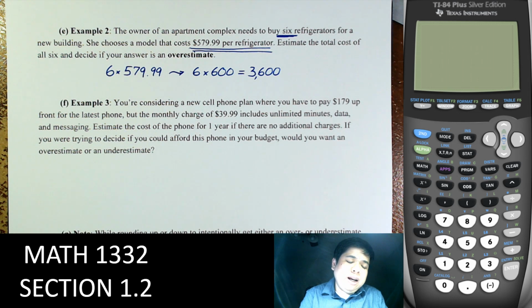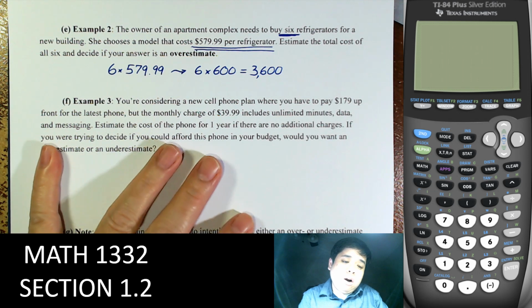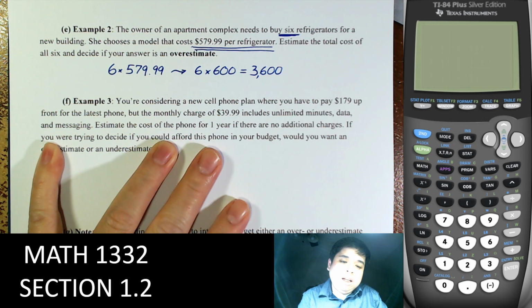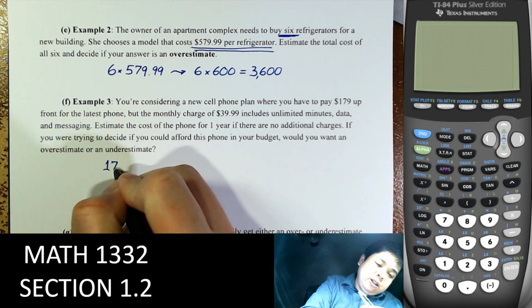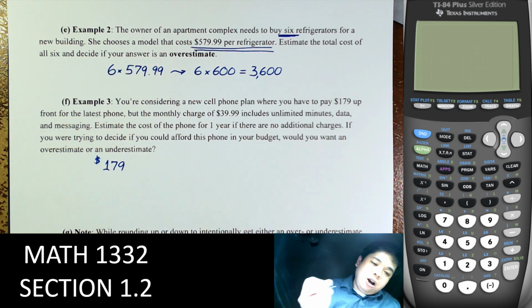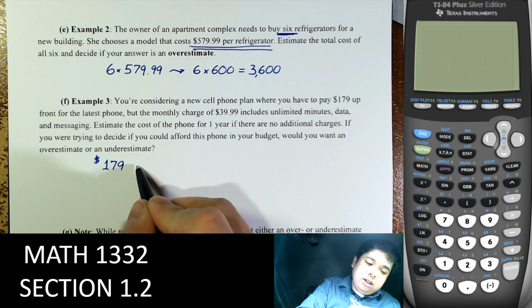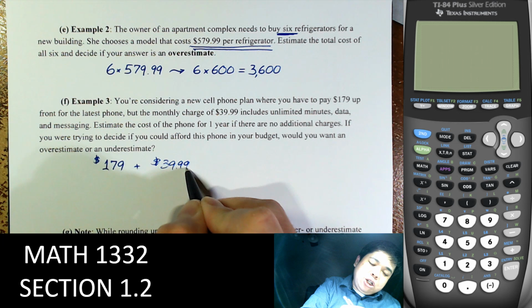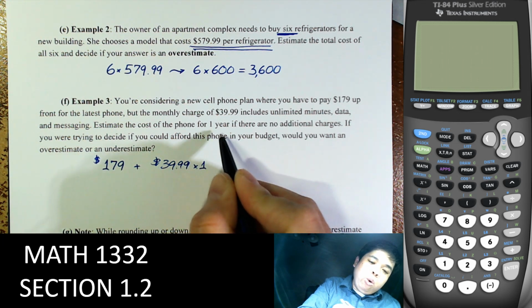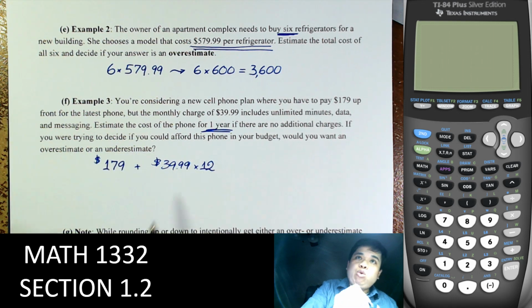Next, consider the new cell phone plan where you have to pay $179 upfront, but the monthly charge is $39.99, including all of those plans. Estimate the cost of the phone for 1 year if there are no additional charges. So we start with $179, and then we have $39.99 for each month. So for the whole year, that means 12 months.